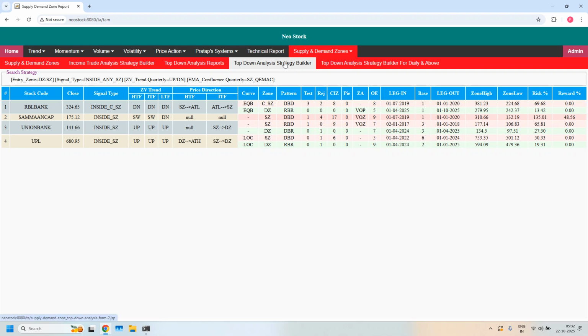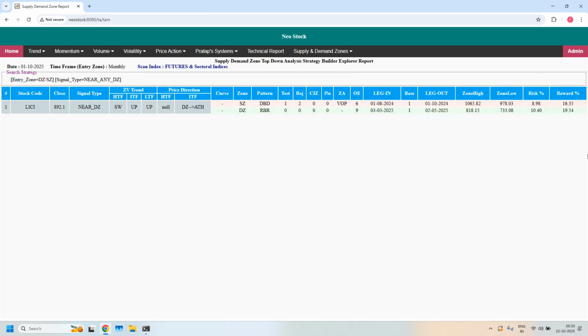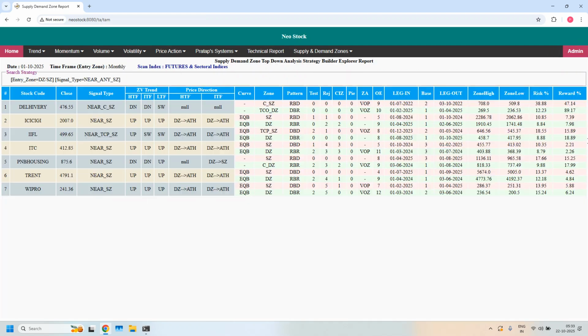Next time frame is monthly. Stocks near monthly demand zone. We got only one stock. Next, stocks near monthly supply zone. We got 7 stocks.